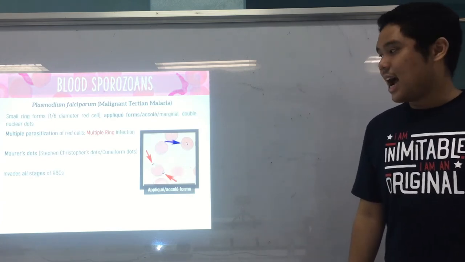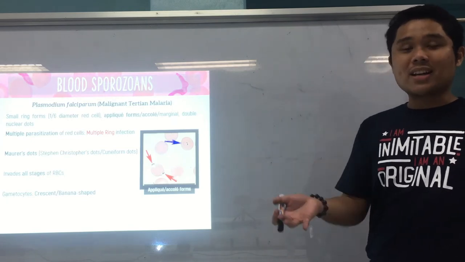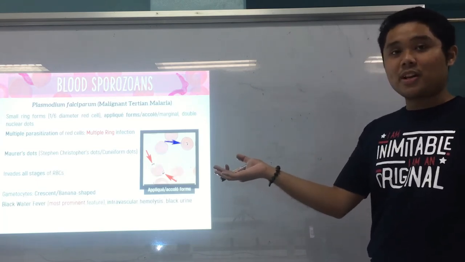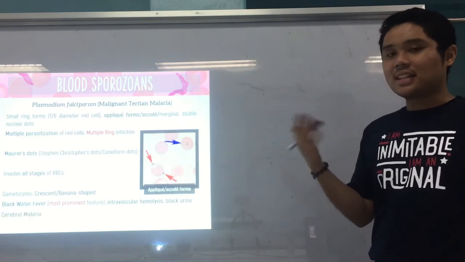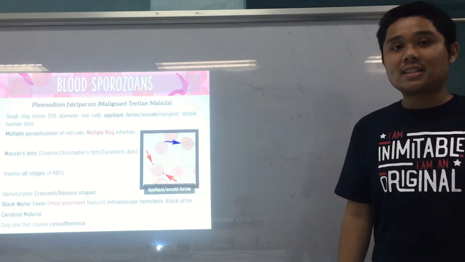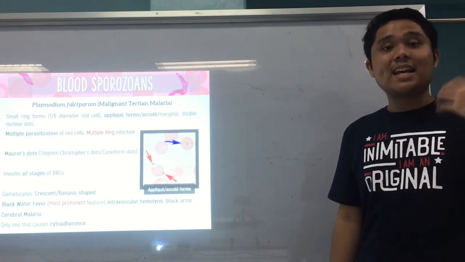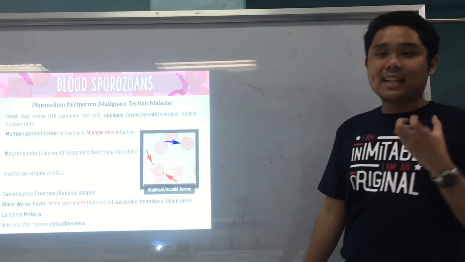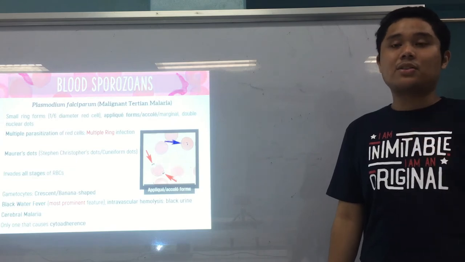Now for the gametocytes, as I've already mentioned, the shape is crescent or banana shaped. Blackwater fever is the most prominent feature: because of intravascular hemolysis, it leads to black urine. Aside from that, cerebral malaria, why? Because it's the only Plasmodium species that causes cytoadherence. By the name, it adheres to the cells of the blood vessels, so it will stick there and can cause blockage in the blood vessels of the brain, cerebral malaria, or in other blood vessels in the body.